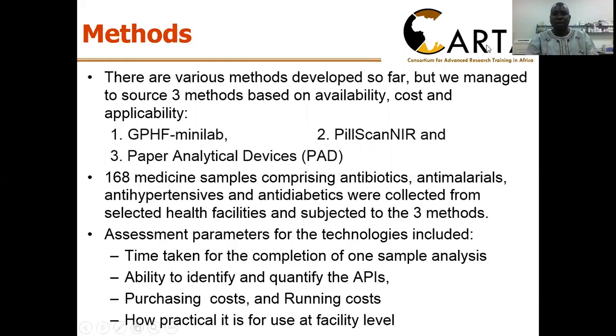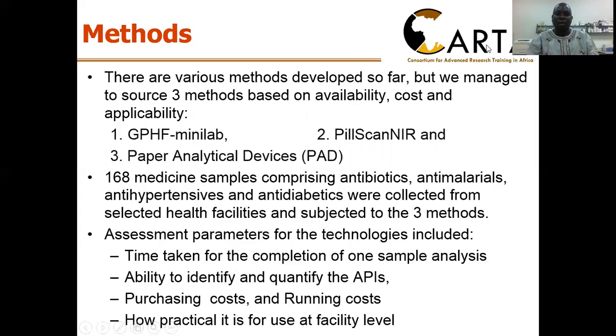We sourced the methods which have been developed so far, and we selected three: the mini lab, pill scan, and the paper analytical devices, based on their availability, cost, and applicability. We sampled 168 medicines used for both communicable and non-communicable diseases. These 168 medicine samples were all subjected to the three testing technologies: the mini lab, the pill scan, and the paper analytical devices.